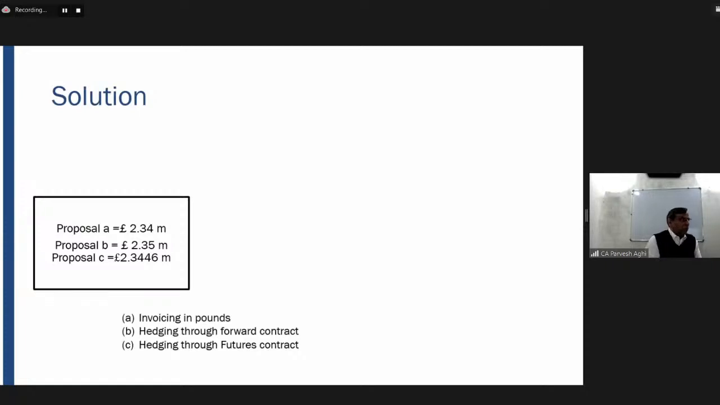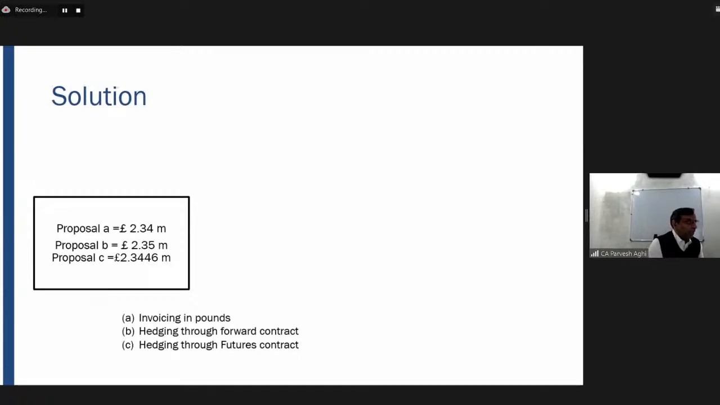So there are three proposals. The first, proposal A, is invoicing in pounds. How much does he get? 2.34 million pounds. The second proposal was hedging through a forward contract, where we have seen he gets 2.35 million. The third was hedging through a futures contract, where he got 2.3446 million.